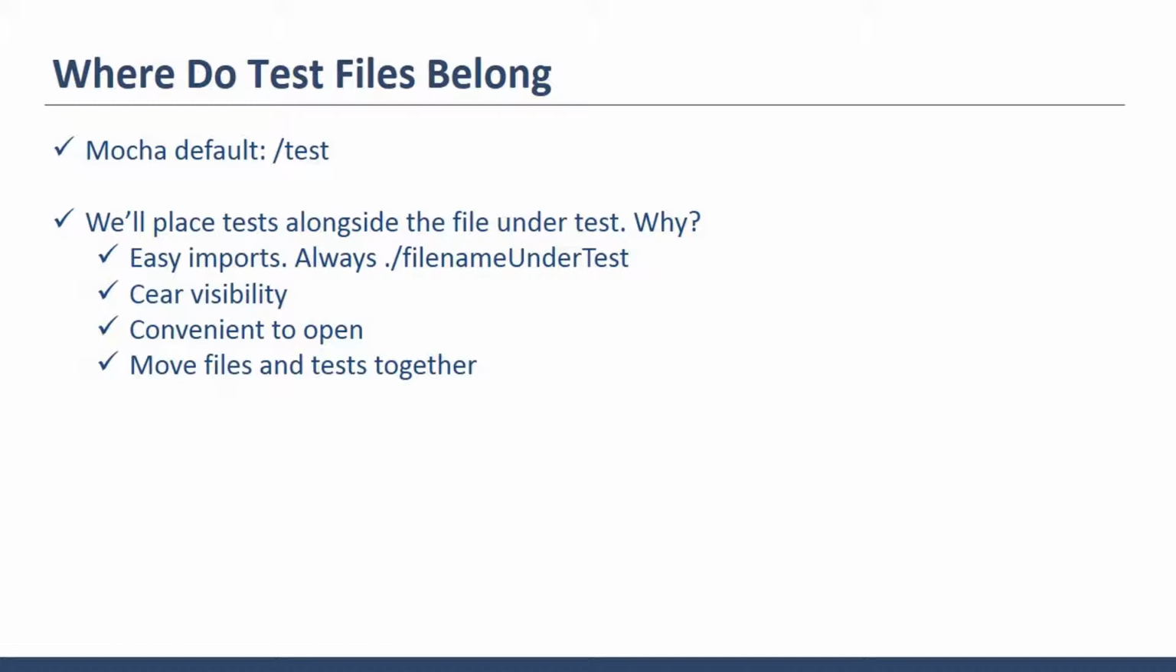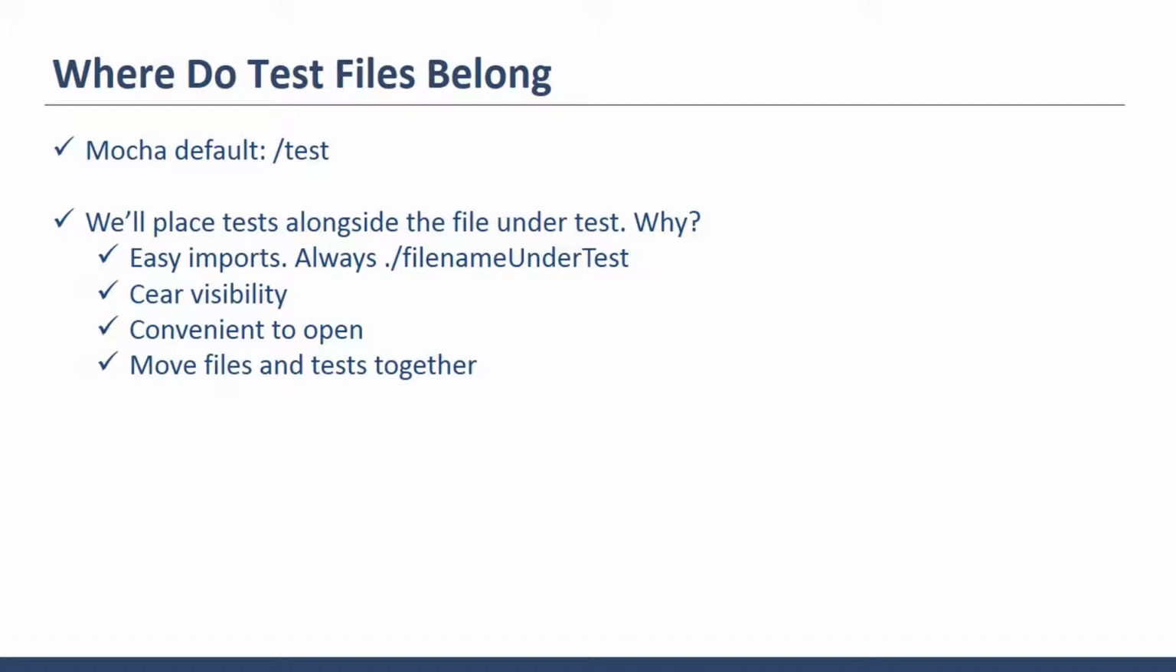Another big question is, where do we place our test? Mocha defaults to looking for tests in the /test folder in the root of our project, but I prefer to place my test alongside the file under test. Why? Well, there's a number of reasons. First, I find that it makes paths easier to work with. Since the test and the file under test are in the same path, imports are nice and clean. It's always /file name under test, whatever it is. And I certainly prefer this over managing long relative file paths.